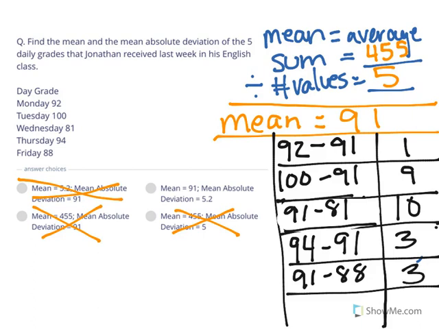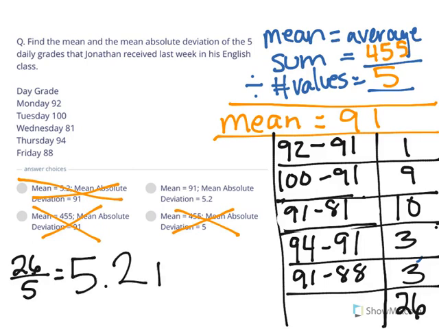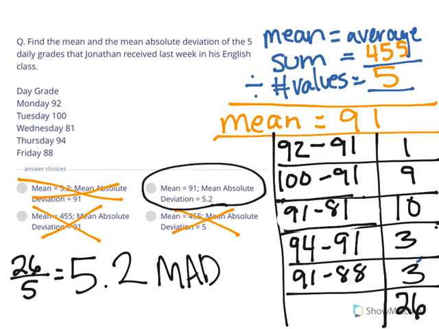So now I add those together, and I get 26, and I divide it by 5, and that gives me 5 2/10. That is my mean absolute deviation. There's my answer.